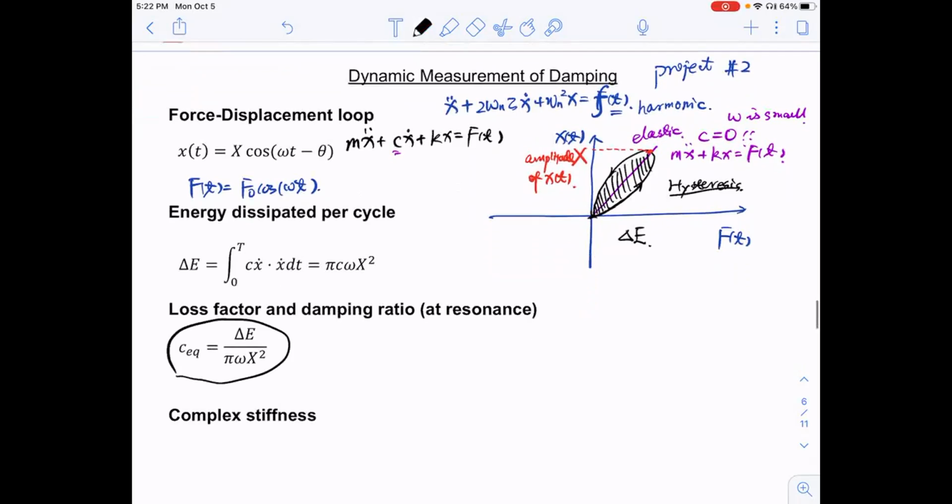So the next thing is about complex stiffness. Let's go back to this mx double dot equation with 2 zeta omega n. We can assume that your x is big X e to the j omega t minus theta.